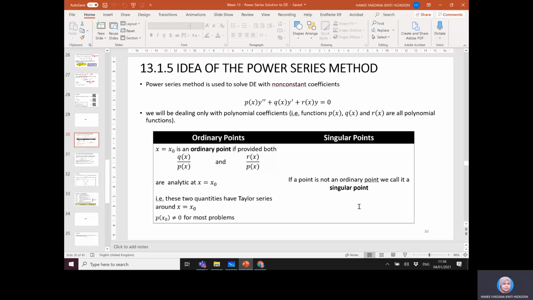Anything that is not an ordinary point is called a singular point. So if Q of x over P of x and R of x over P of x are not analytic, we need both to be analytic, okay? If any one of them or both of them are not analytic at x equals x naught, then it is not an ordinary point, it is a singular point, so we cannot use the standard power series method to solve the differential equation, and we need to use another method.